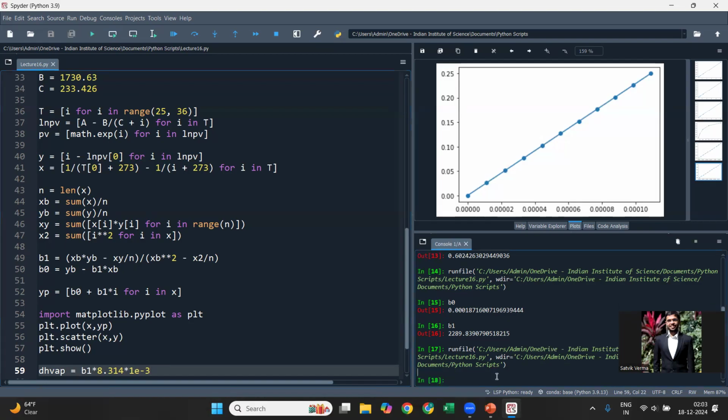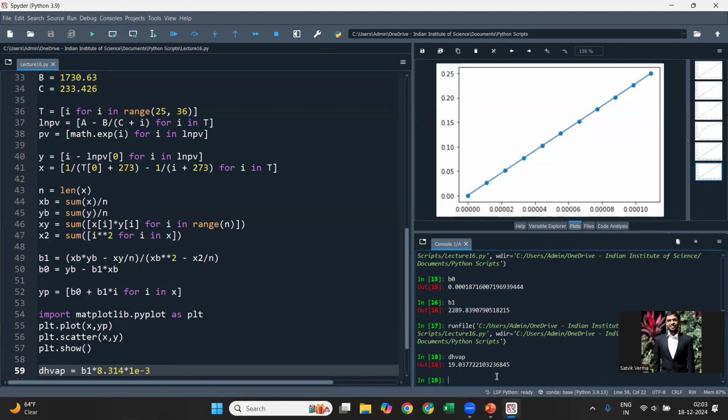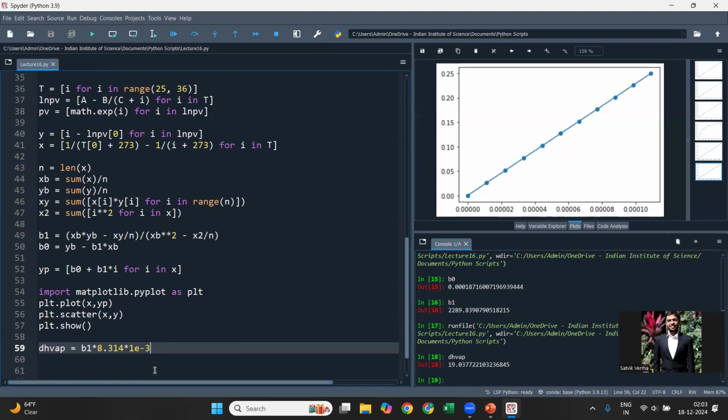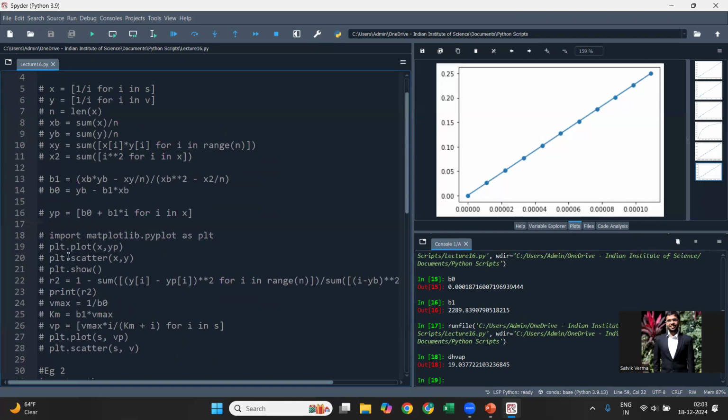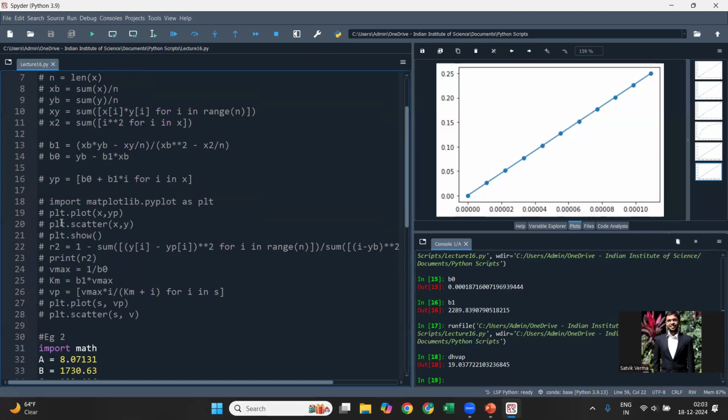So if we see, the heat of vaporization is approximately 19 joules per mole, right? That is the value that we have got. So you can compare this value with the values you get in steam tables. So I've also taught you about steam thermodynamics. So over there, I showed you how to read steam tables. So you could go there and have a look. But this is the way to calculate the heat of vaporization. And you could use similar methods we used in the previous example to calculate R square. So let's just do that.